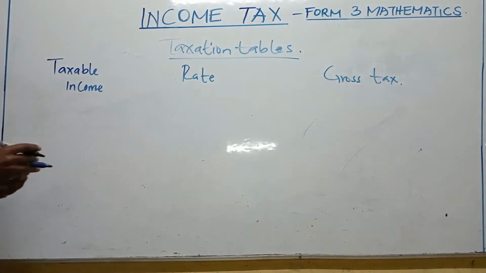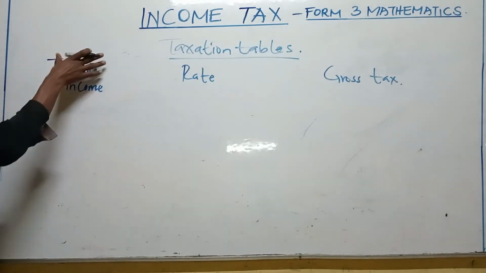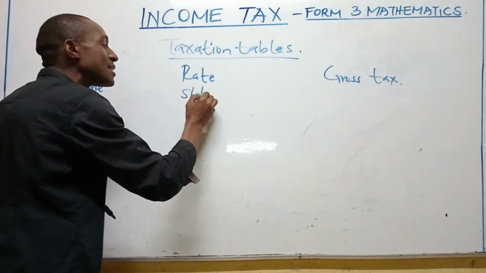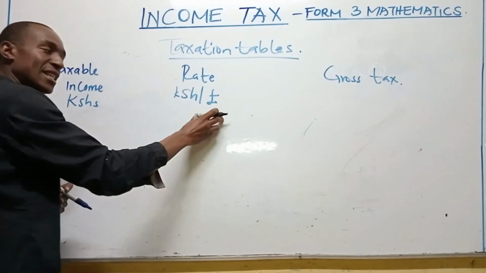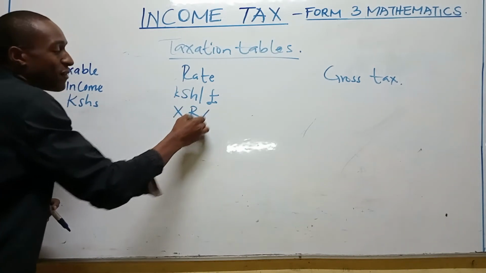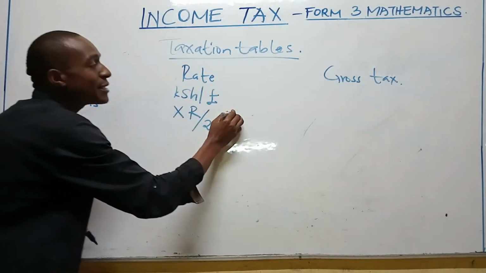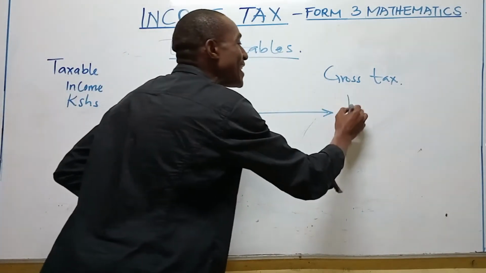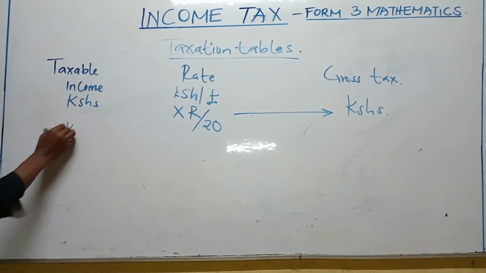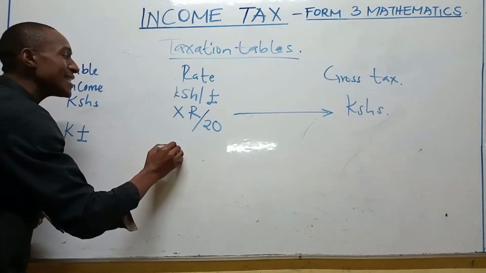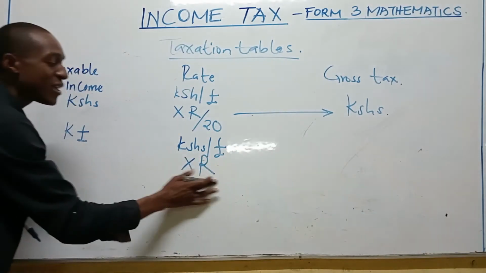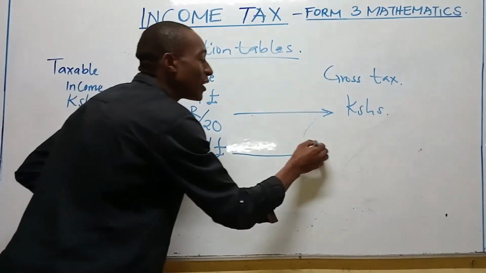So what happens is, if your table is given with taxable income in Kenya shillings, for example, then the rate is given in shillings per pound. What you will do is multiply the taxable income times R divided by 20. And the result on the gross tax, you will get in Kenya shillings. Case number 2. If the taxable income is in Kenya pounds, then the rate is in Kenya shillings per pound. You will multiply by the rate without dividing by 20, and the result will be Kenya shillings.